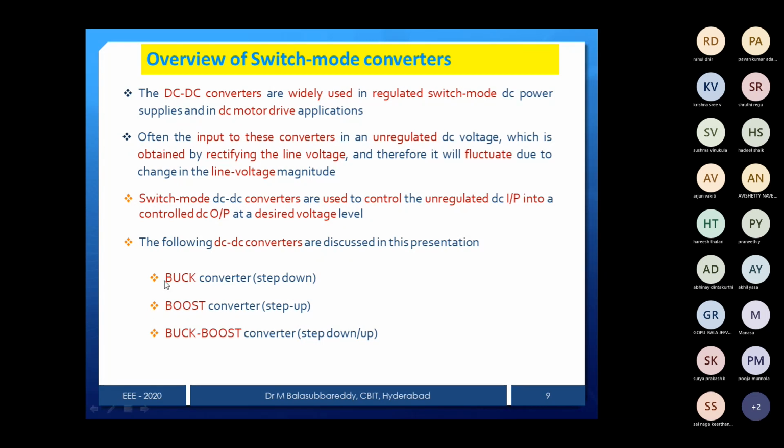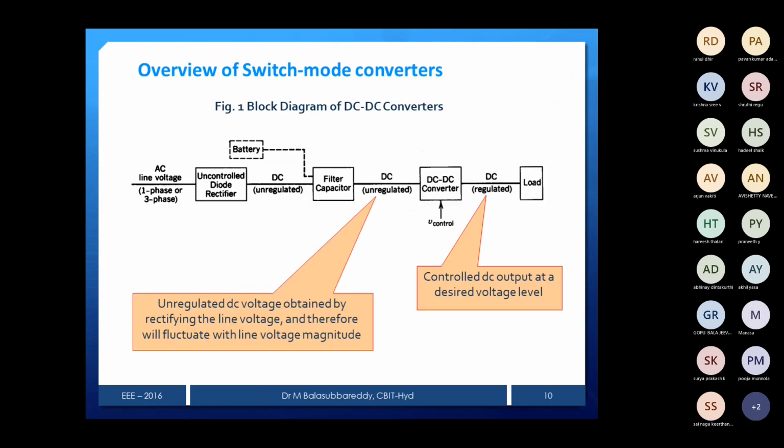Normally the basic choppers are these two only, buck and boost. By combining these, the buck-boost will be formed. The only thing is that components are interchanged. So these are the three. We will see all three one by one.